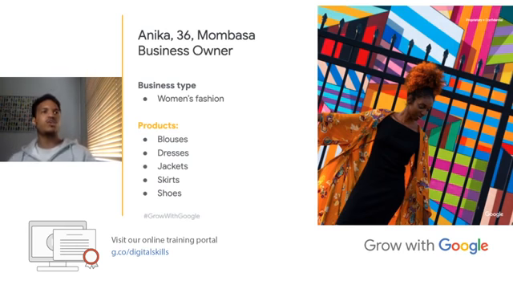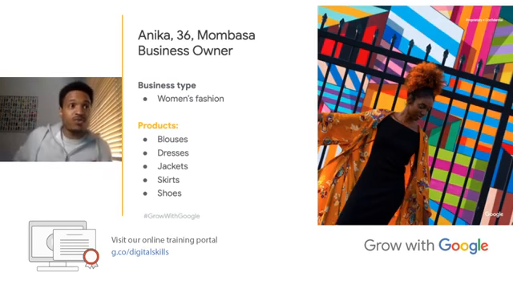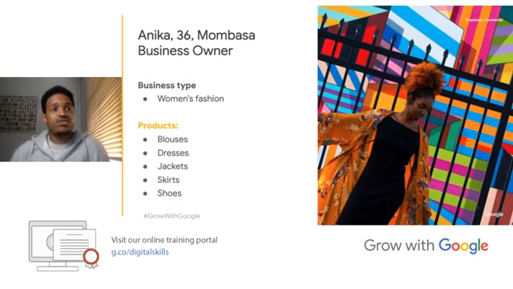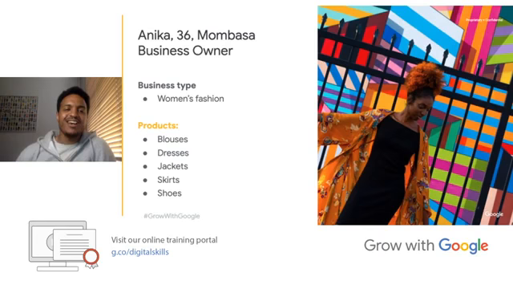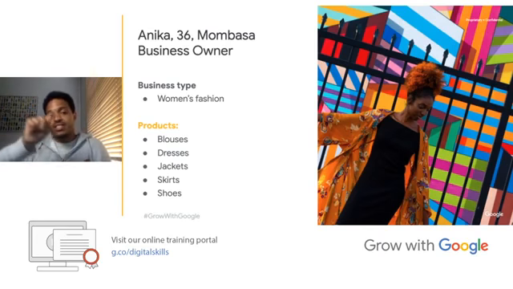We've got Anika, who's 36, she's from Mombasa, and she's a business owner. And what she does here is she sells women's fashion. There are many different products that she sells. So we've got blouses, dresses, jackets, skirts, shoes, all of those different things. Now what she could do really is go into Google Trends and put in these keywords, and she can see how well they have done over time.